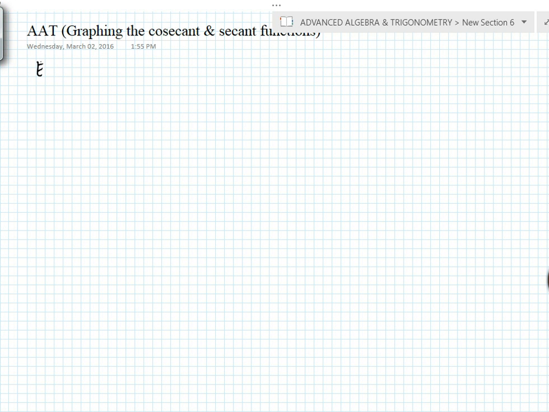So for example 1, I would like to accurately graph the function f of x is equal to the cosecant of 1/2 x.